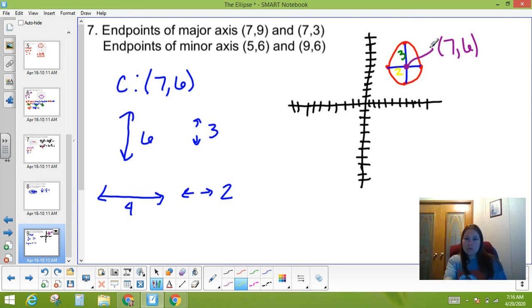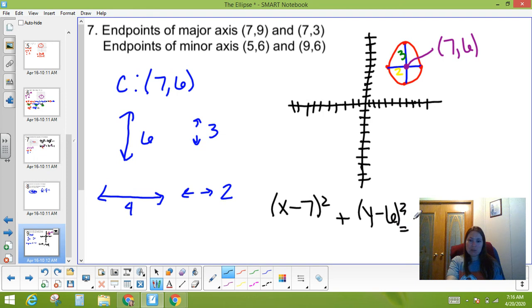All right, so you can draw a picture and it's easy, or if you just think for a second about what they gave you, that's also pretty easy. All right, so now to write out our equation, we'll go back to black, since I'm sure it's hard for y'all to see the other color. So we can do x minus 7 squared and y minus 6 squared, and we're going to equal 1.